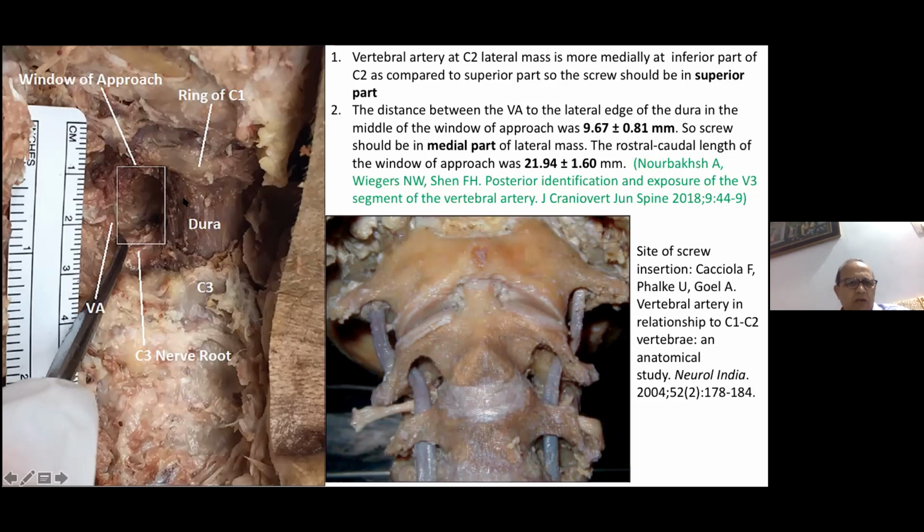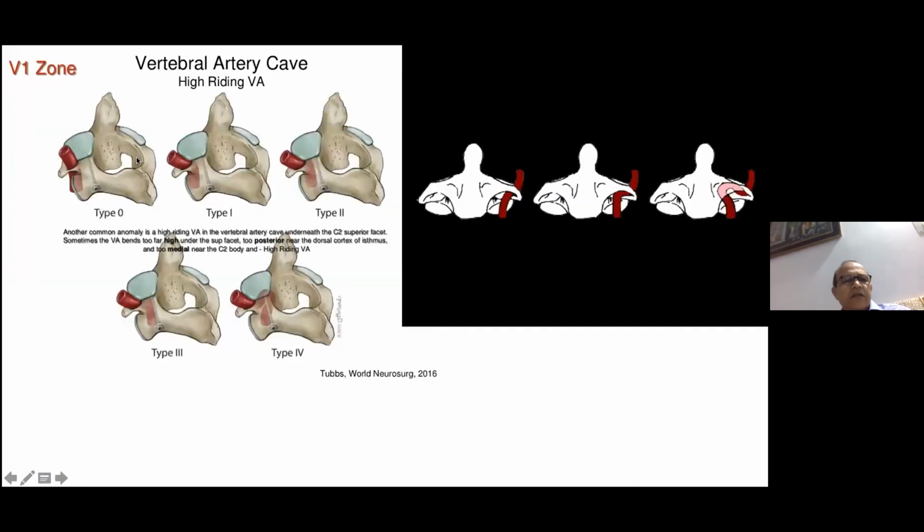So this is the cord from the lateral margin of the dura to the vertebral artery. The average distance was about 1 centimeter, 9.8767. So there is about a 1 centimeter window in C1 and C2. So the medial portion of the lateral mass of C1, C2 is a safe area where you can put in a screw, which I'll be discussing later on.